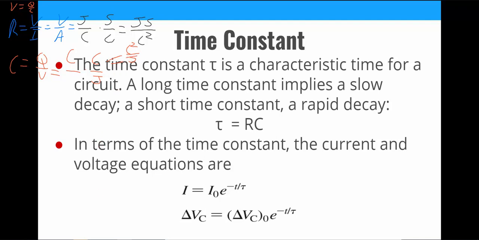And so if I multiply R times C, R is joules seconds per coulomb squared times C, which is coulomb squared per joule. What do you get? Seconds. So it seems kind of strange at first that RC would be a time constant, but if you're just following along with all those units, it is time.